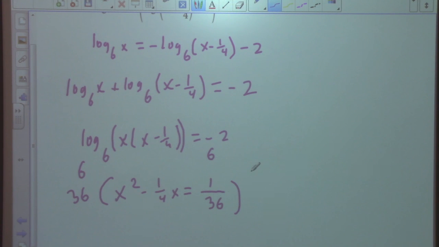Cancel that out. So you get 36x squared. And what's 36 times 1/4? 9. So you get minus 9x, and then you have equals 1. And so you have 36x squared minus 9x minus 1 is equal to 0. And then what's going to be our factoring of this?